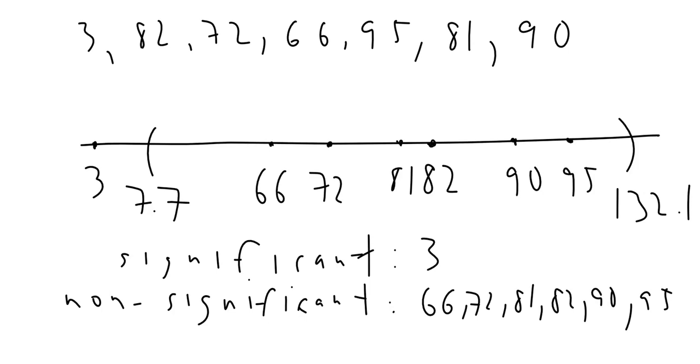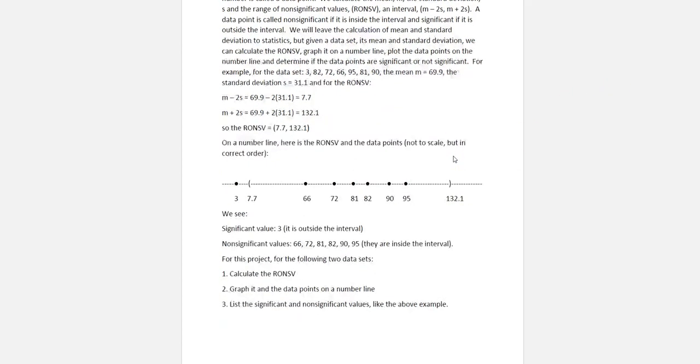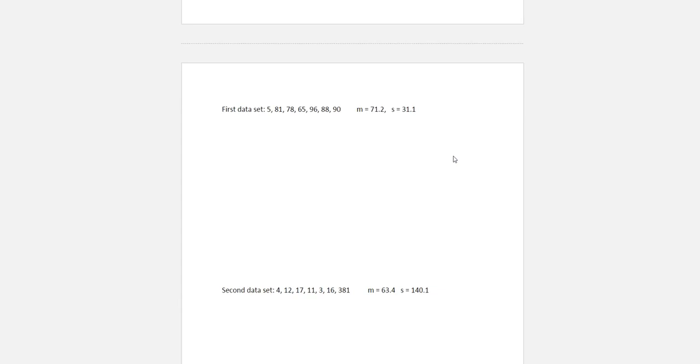Calculate the range of non-significant values, draw the picture of the number line, determine which points are significant and non-significant. And what I want you to do is do what I just did, but you're going to do it for this data set and the second data set. I think in the second data set, you're going to get a lower bound of the range of non-significant values to be negative. Do not let that bother you.